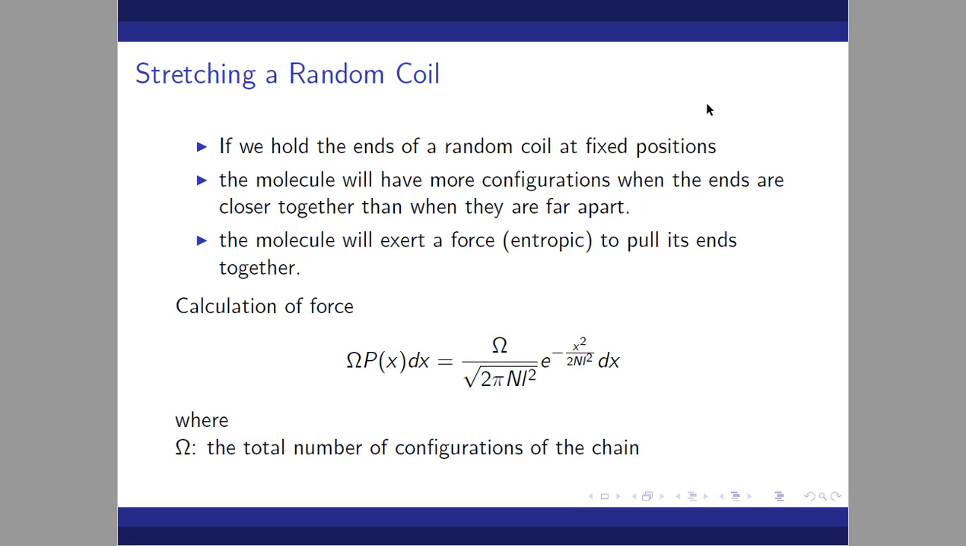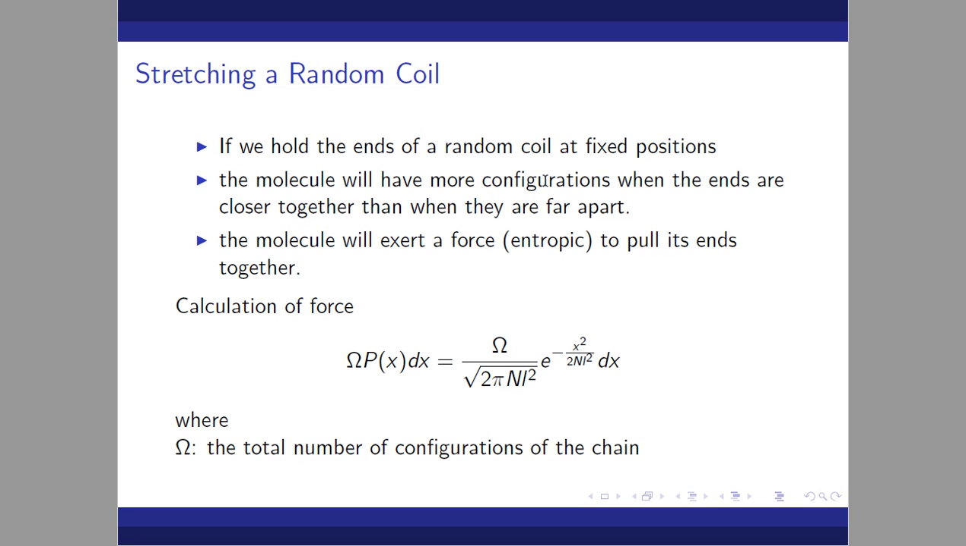Okay, so next, once the polymer has formed a clump, globally, we can stretch the random coil. How can we stretch the random coil? We can hold one end of the random coil at a fixed position and stretch the other end. The molecule will have more convolution when the ends are closer together than when they are far apart.